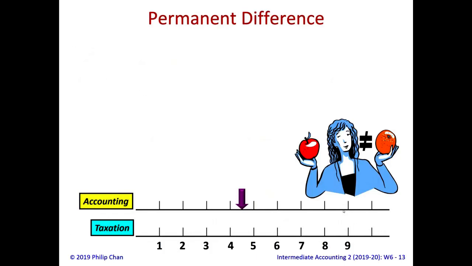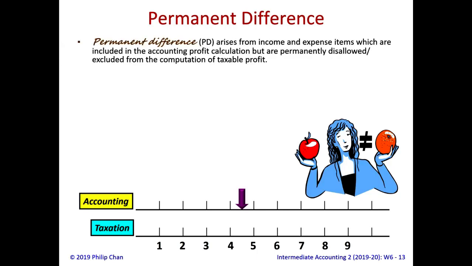Okay, let's turn to slide 13. Remember, there were two major differences that make the accounting profit different from the taxable profit. We've just studied the timing differences. Then we have the permanent differences coming up. This one is, relatively speaking, easy. The concept is simple. It means that income and expense items that arise, which are included in the accounting profit calculation, but are permanently disallowed or excluded from the computation of the taxable profit.